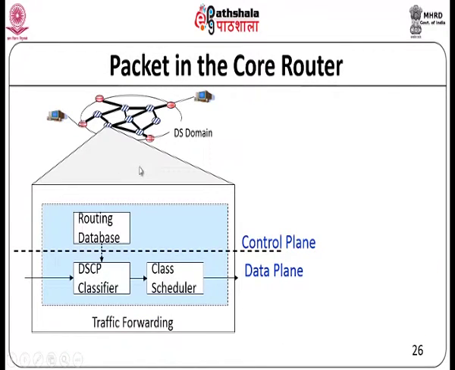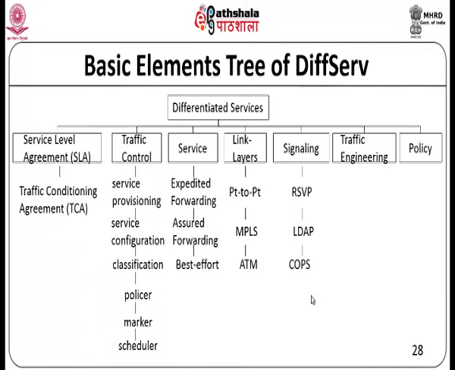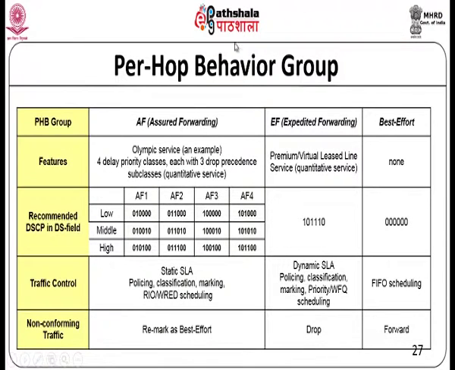So in the core router, what actually happens to the packet at the data plane? It's basically data plane processing that gets done at the core router. So the DSCP classifier is there, it classifies it, schedules it and forwards it. So that's all that happens at the core router. Okay. So if you look at the overall per hop behavior group, you can see that we have these 3 different per hop behaviors: assured forwarding, expedited forwarding, and of course if both these are not there, you have the best effort forwarding. So features of assured forwarding are that you can have Olympic service, for instance.